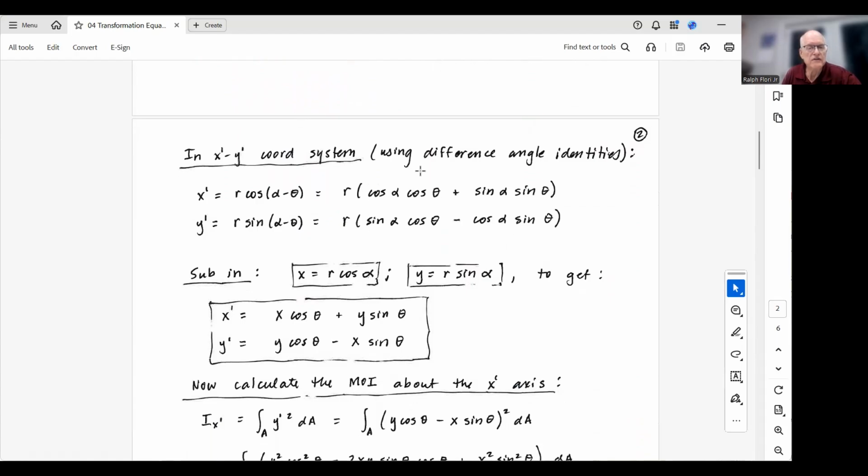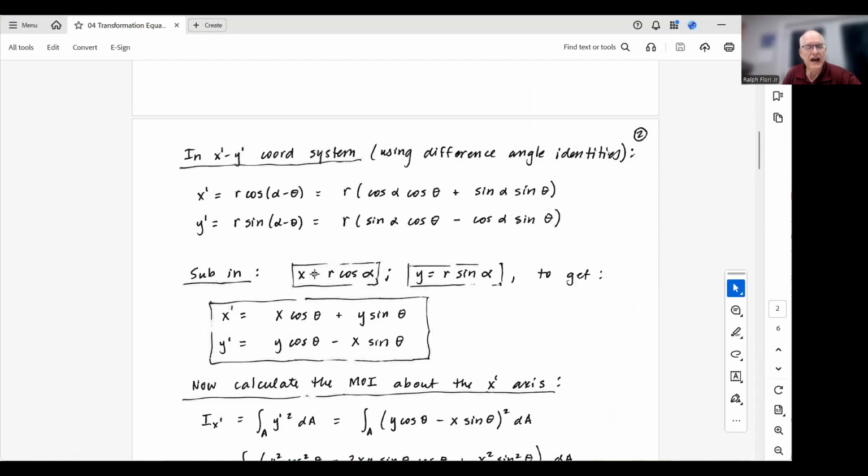Once we define those, we can use difference angle identities. And so x prime is r cosine of alpha minus theta. But using a trig identity, that's equal to r times cosine alpha cosine theta plus sine alpha sine theta. And y prime, which is r sine of alpha minus theta, using a trig identity, that's equal to r times sine alpha cosine theta minus cosine alpha sine theta.